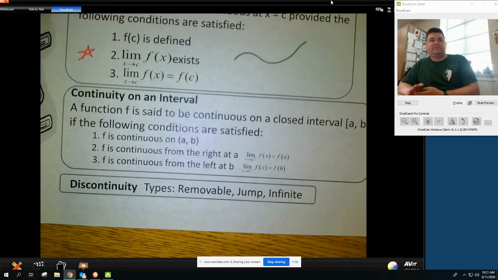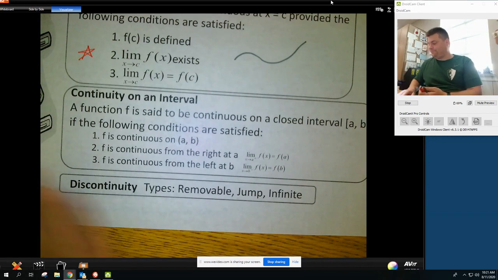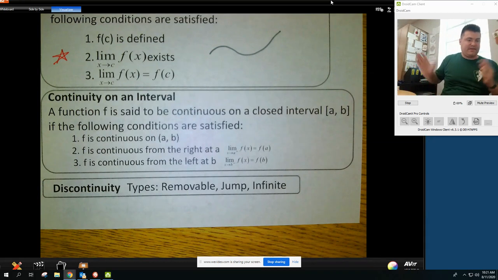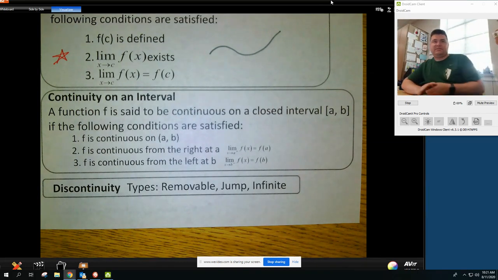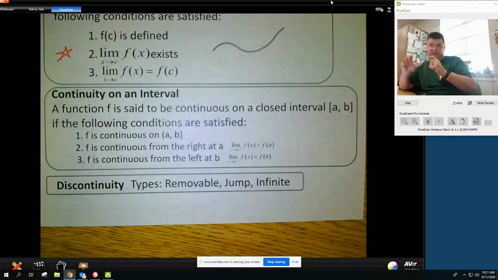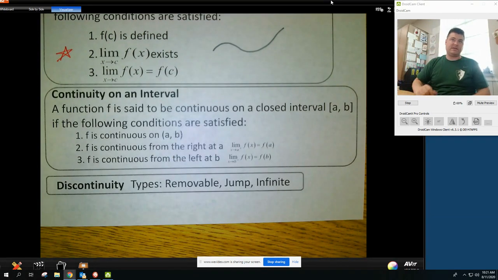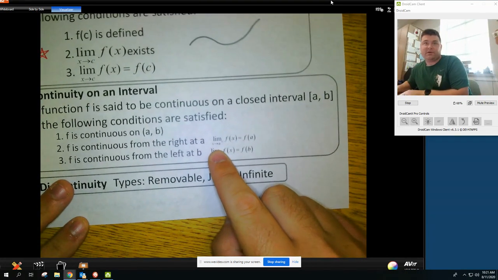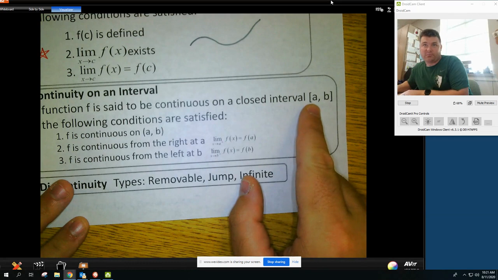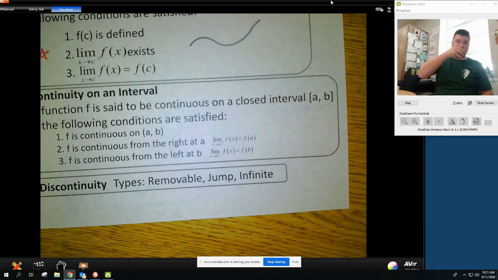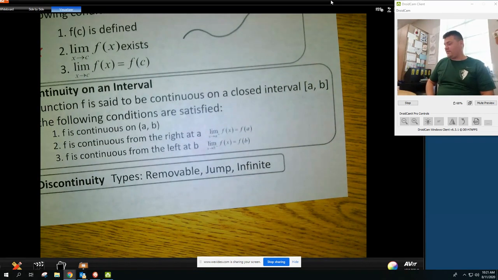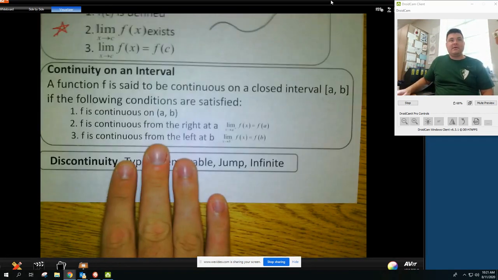Continuity on an interval, same idea here. If you're given the closed interval, closed means that you have the endpoints as well. The entire interval is continuous if it's continuous between those two points, and as we go to the right of the one endpoint and to the left of the other endpoint, if those values do exist, then yes, we're continuous.